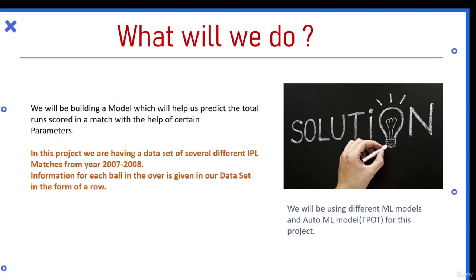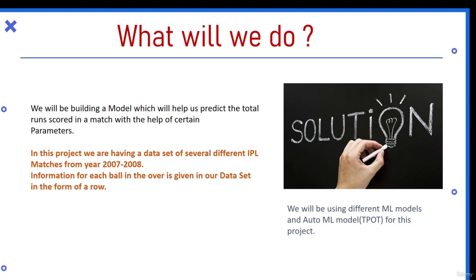Information of every ball in a match is given in that data set in the form of a row. So we have an ample amount of information about that match: what ball was played, how it was played, how many runs were scored, and everything. What we'll be doing is using different machine learning models and an auto ML model for this project.